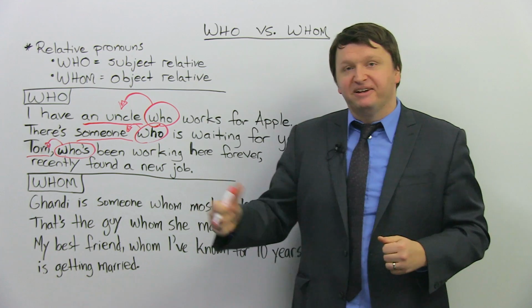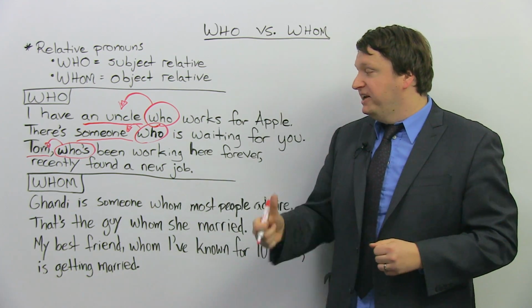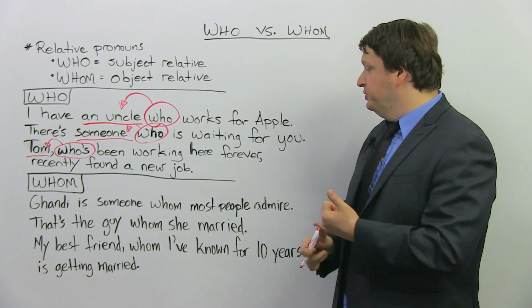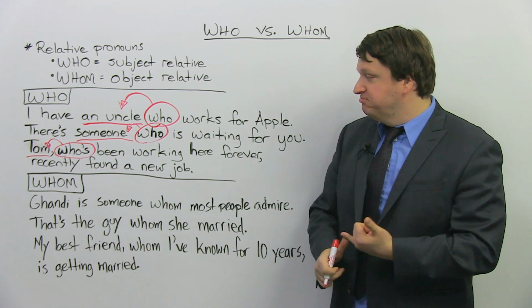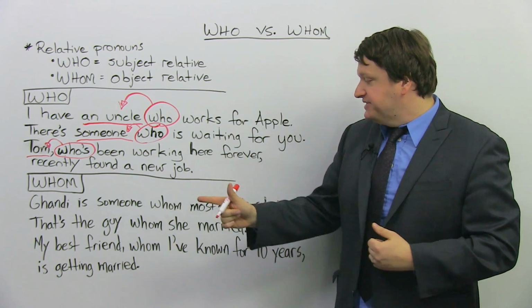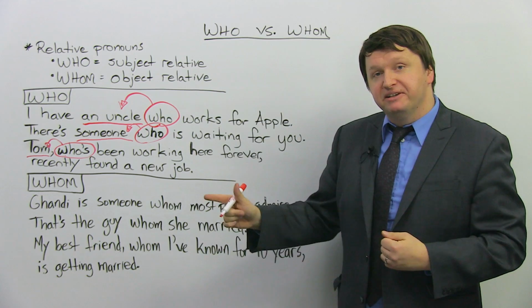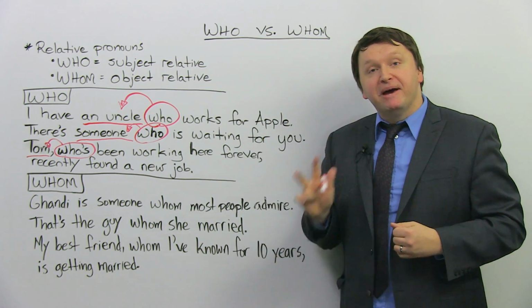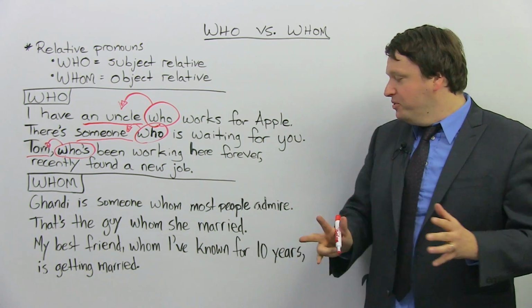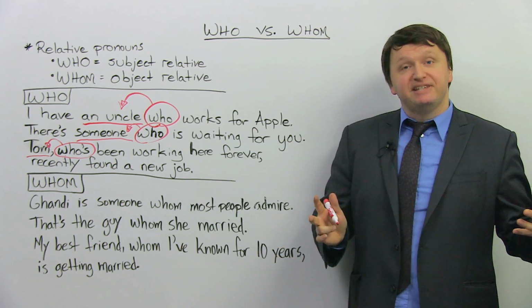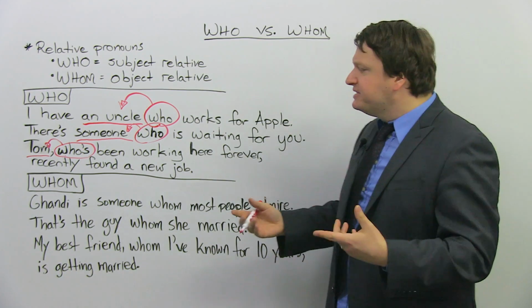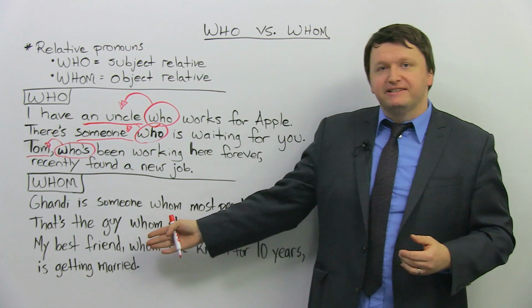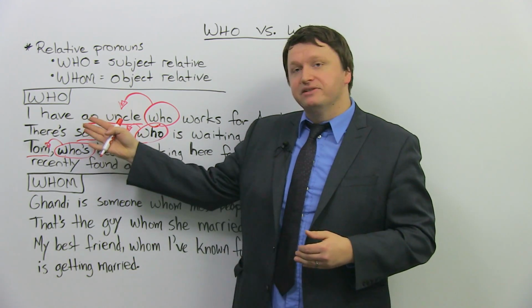Next, whom. Three sentences. One, Gandhi is someone whom most people admire. Two, that's the guy whom she married. Three, my best friend, whom I've known for 10 years, is getting married. So what's the difference between these sentences and the sentences with who?